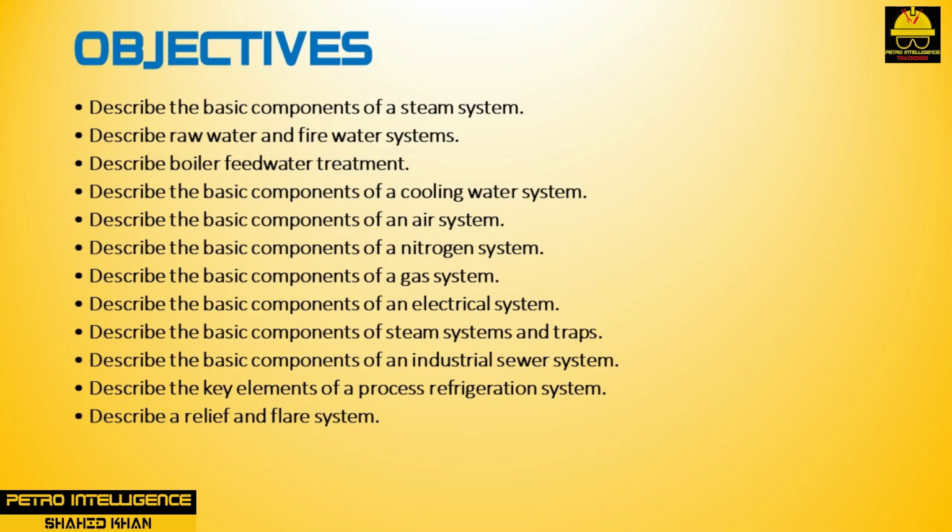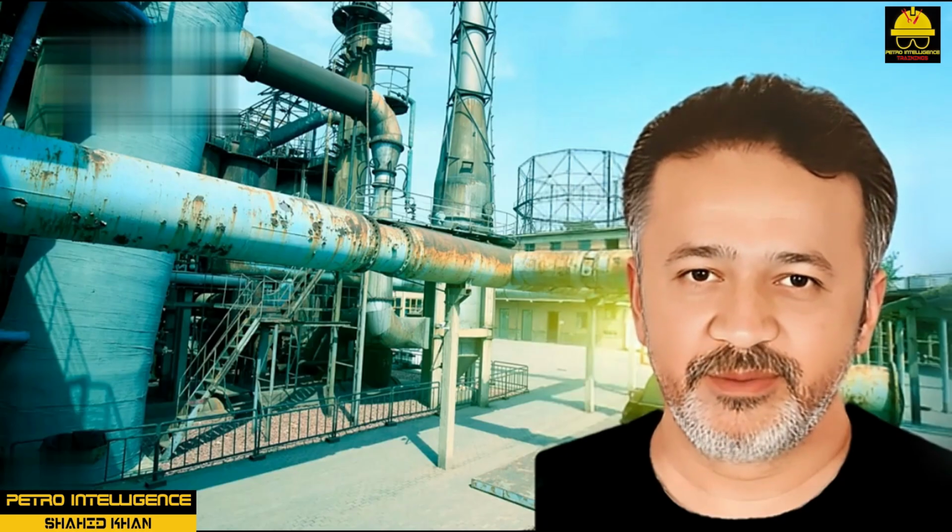and fire water systems, describe boiler feedwater treatment, describe the basic components of a cooling water system, describe the basic components of an air system, describe the basic components of a nitrogen system, describe the basic components of a gas system, describe the basic components of an electrical system, describe the basic components of steam systems and traps, describe the basic components of an industrial sewer system, describe the key elements of a process refrigeration system, describe a relief and flare system. Before starting the course, let us have a look at key terms.